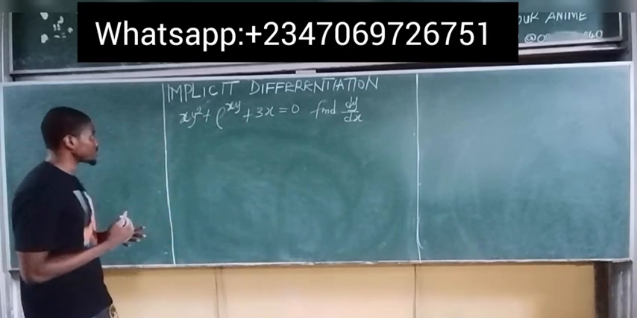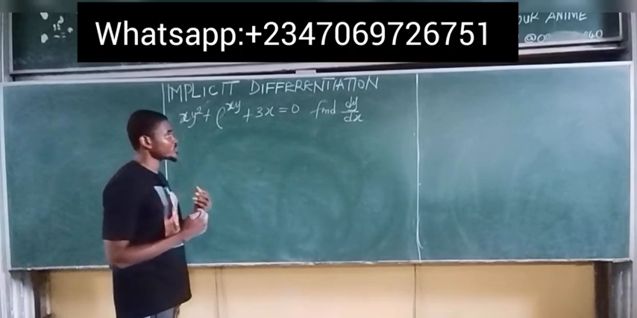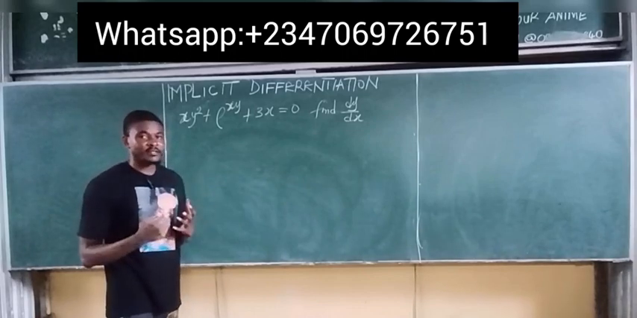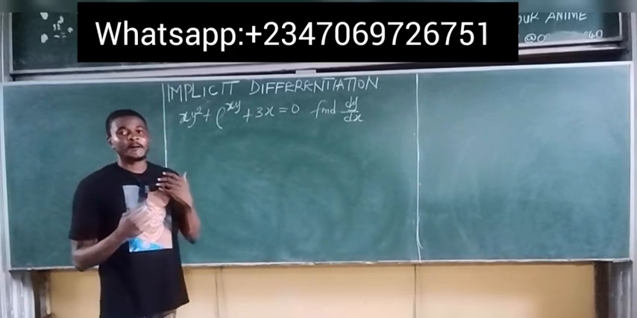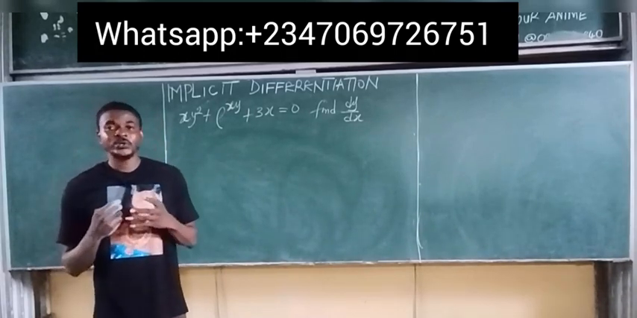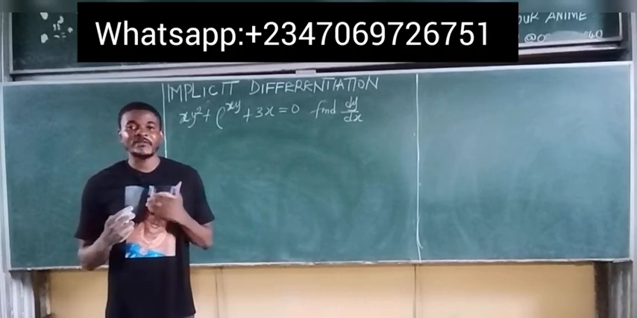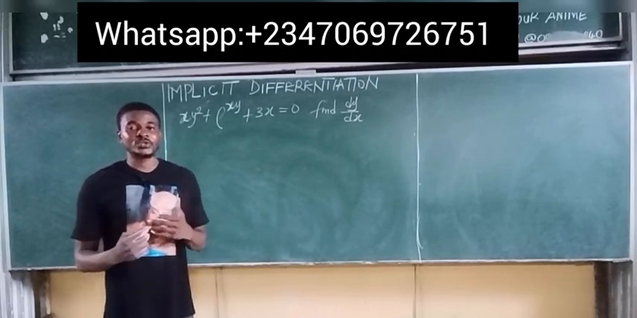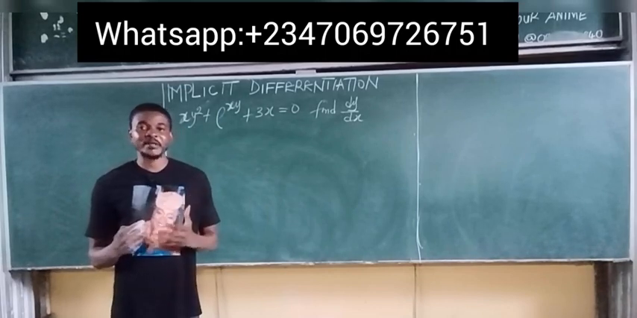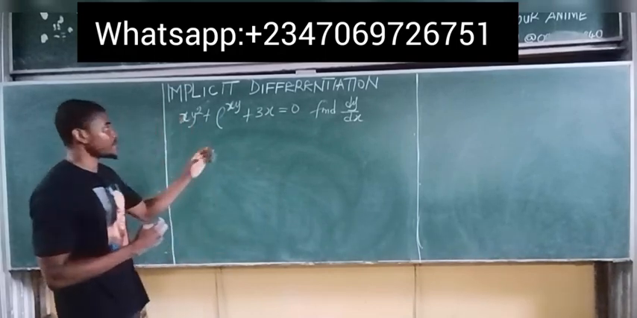We have xy squared plus exponential xy plus 3x equal to 0, and we are asked to find dy/dx. So I've always said in implicit differentiation you treat both x and y as functions of x, and as such you differentiate them both with respect to x. So we're still going to do the same thing here.